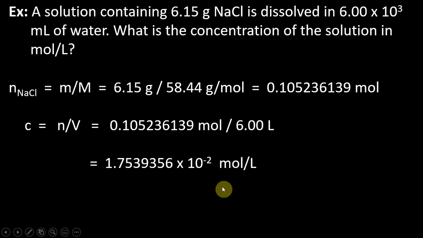Okay, now significant digits for this one should be based on the 6.15 and the 6.00, 3 significant digits. So 1.75 times 10 to the minus 2 moles per liter. Okay, notice I went to scientific notation because that's a whole lot easier to get your sig digs properly.